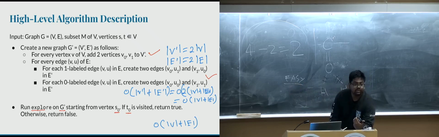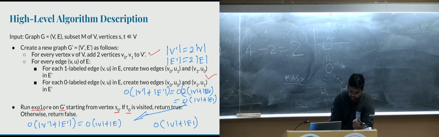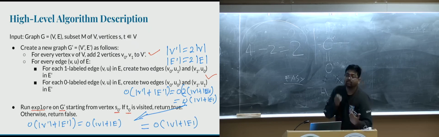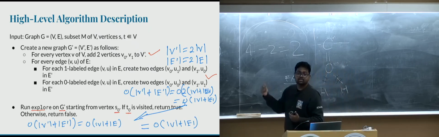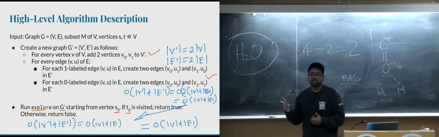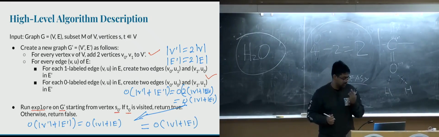And explore is also linear in terms of V and E. So this will also be O of V plus E. And when we add these 2 things, it will be this value. Make sense? Does this make sense? Yeah. Okay.